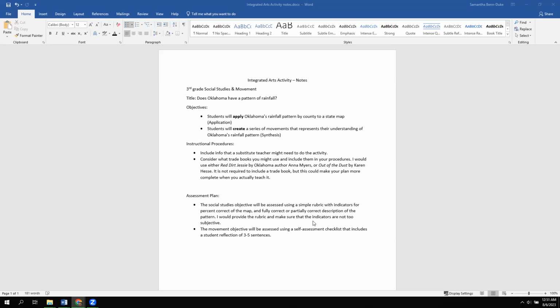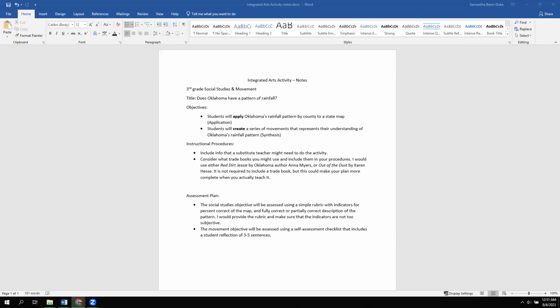And then for the arts, for this one, I would do a self-assessment checklist that would include a student reflection of 3 to 5 sentences at the end. So I would give them a checklist of maybe 3 or 4 elements, whatever I had required for them to include in their movement. And they would self-assess after they had presented it. And then they would also write a reflection of a few sentences that explains how their movements were representative.